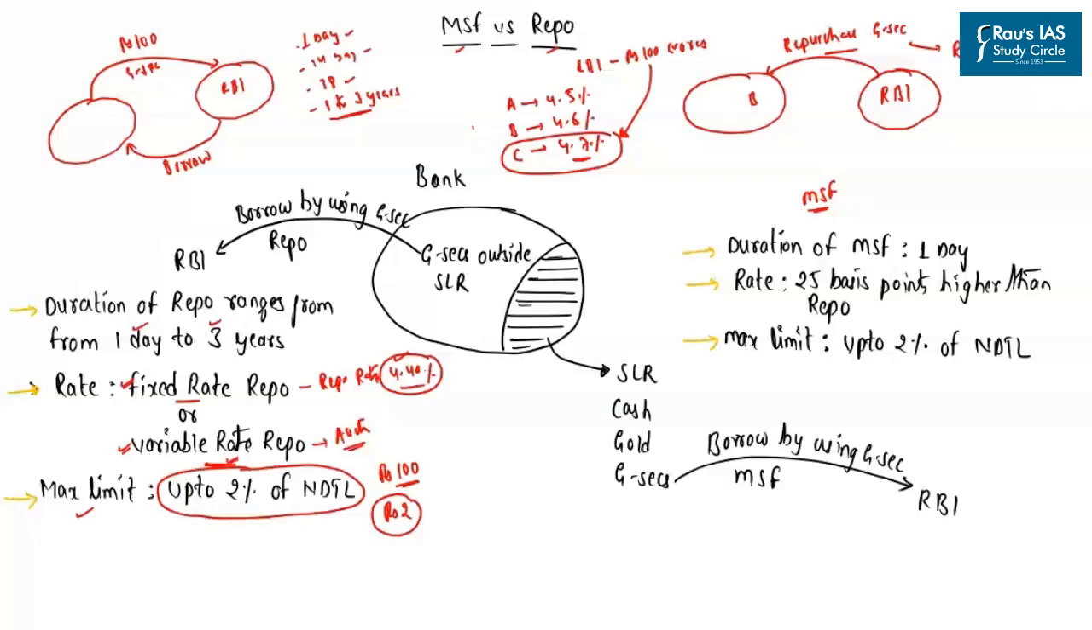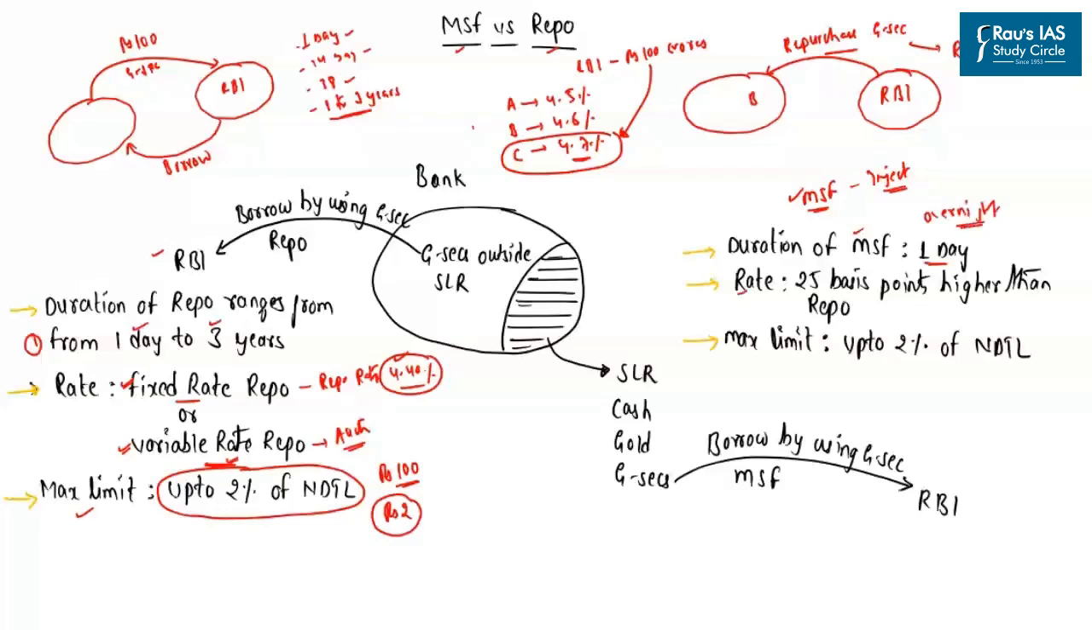That is, even the MSF is a tool which the RBI uses in order to inject liquidity into the economy. But there are certain important differences between MSF and repo. What are the important differences? See, first and foremost, as I said, the duration of repo may range from 1 day to 3 years. But as far as the duration of MSF is concerned, it is just 1 day, which means that MSF as such is used for borrowing for an overnight purpose for a period of 1 day.